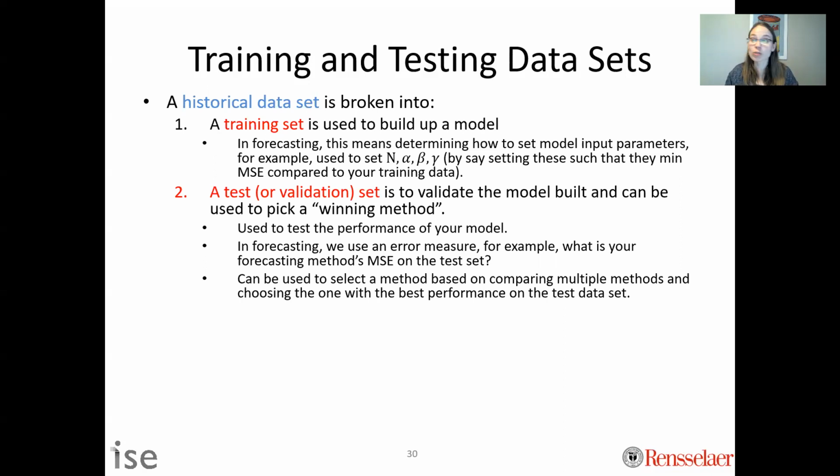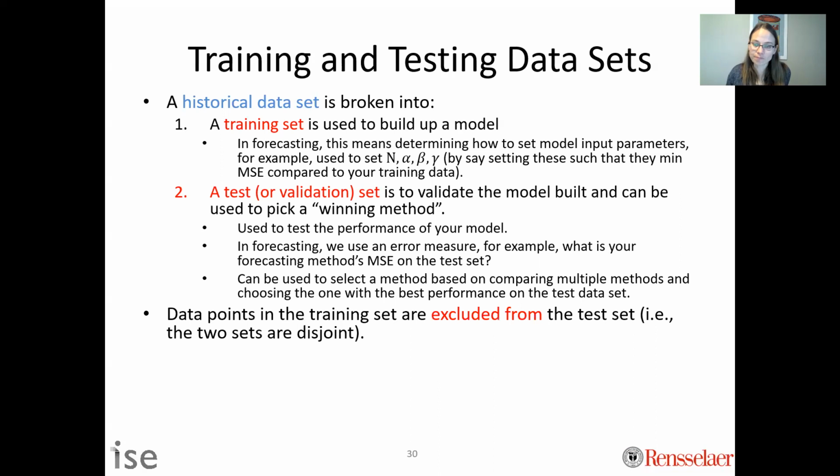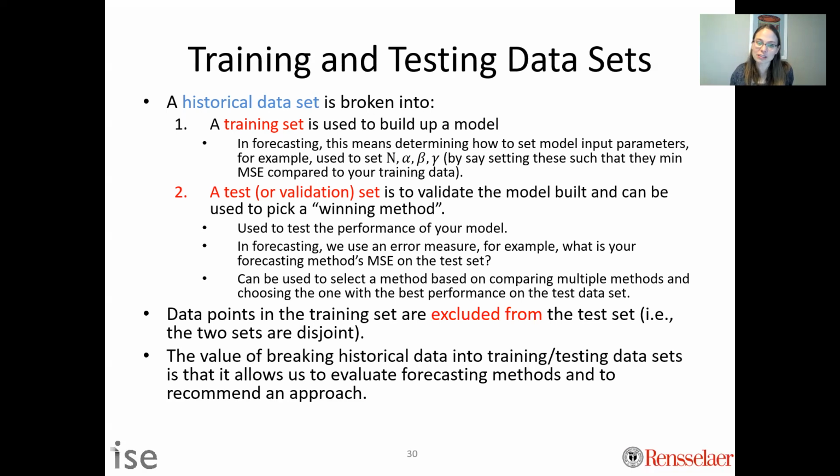In this class, we won't study a ton of methods, but realize there are a lot of them. If you're at a company that's trying to build a forecasting model, you may try different types of forecasting models. You use the training set to build your forecasting model, which basically means setting the different parameters. And then you test all of these different applicable models and see which one does best on your testing or validation set. These are explicitly excluded from each other. These two sets are known as disjoint; they're non-overlapping sets. And why do we do this? It allows us to evaluate forecasting methods in a fair way and then recommend an approach.